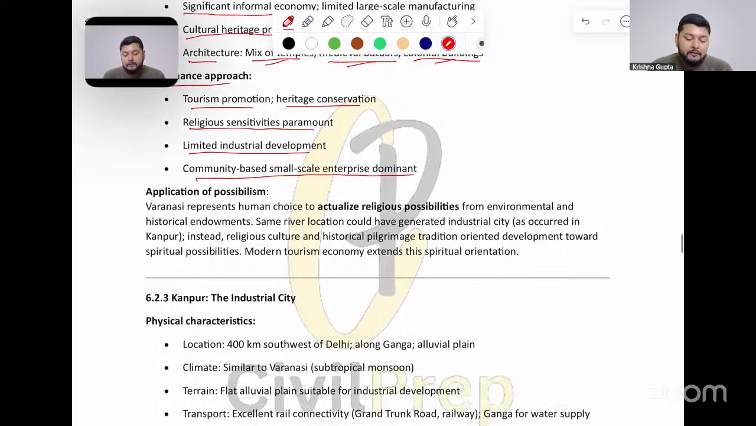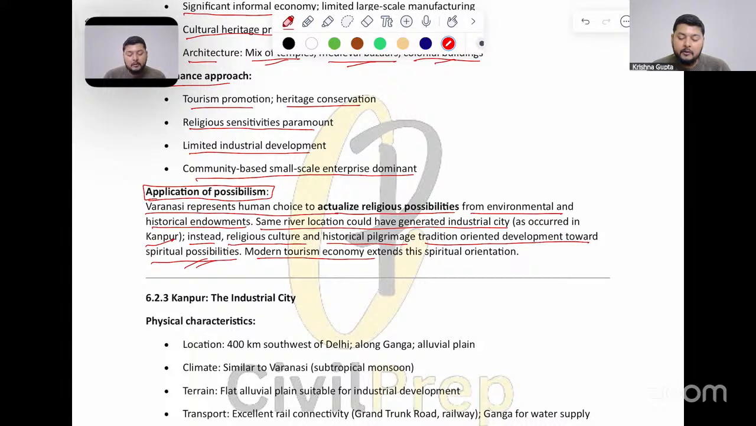seen here. When we look at the application of possibilism in the city of Varanasi from the perception of an urban center, Varanasi represents human choices to actualize religious possibilities from environmental and historical endowments. The same river location could have generated an industrial city in Varanasi also, as occurred in Kanpur. But instead of that, this is a religious, cultural, and historical pilgrimage, tradition-oriented development towards the spiritual possibilities. The modern tourism economy extends this spiritual orientation and contributes to the economy of that particular city.